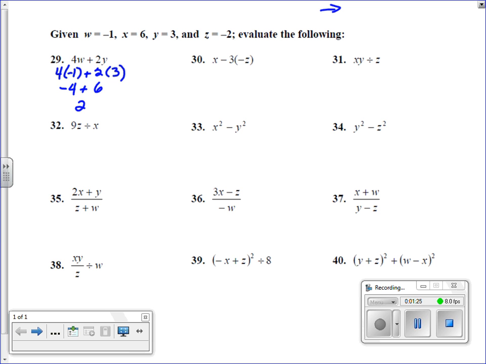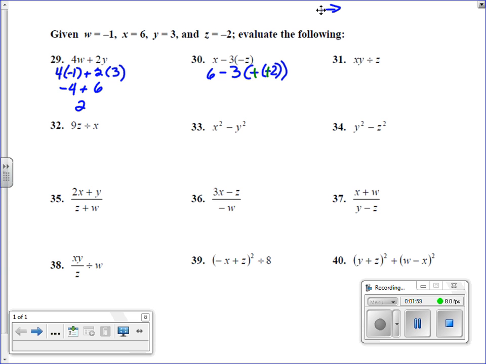For number 30, 6 minus 3 times, and it says negative z. So I'm going to bring that negative sign down, and z is negative 2. So it's negative, negative 2. And this is what we need to kind of start getting used to understanding, and maybe we should see a trend, especially when we're subtracting problems and stuff. Double negatives, that's basically making it all positive, okay?